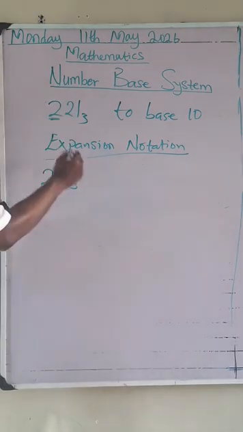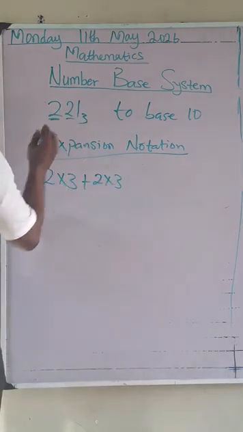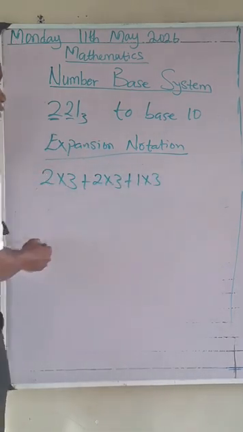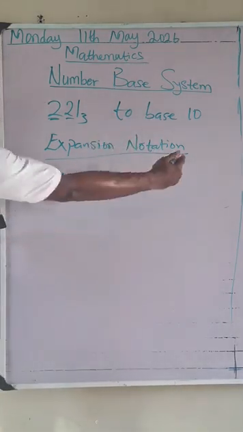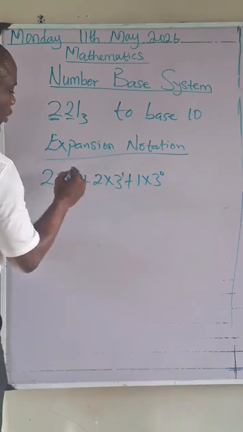Move to the next digit. Plus, add your plus. This times this. 2 times 3. You're done with this. Move to the next digit, which is this times this. Plus 1 times 3. After which, what do you do next? Put your powers. 0. Starting from the far right. This is the right, this is the left. Starting from the far right, come to the left. This becomes 1, this becomes 2.